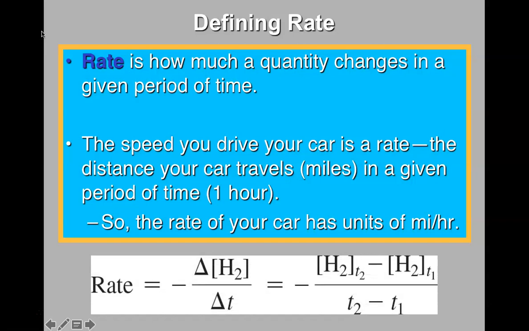So we can look at it from this perspective as an example. Rate equals the change in the concentration of hydrogen over change in time, which is also basically the slope of a line. So as long as you know how to find the slope of a line, then you're good to go to find rate overall.